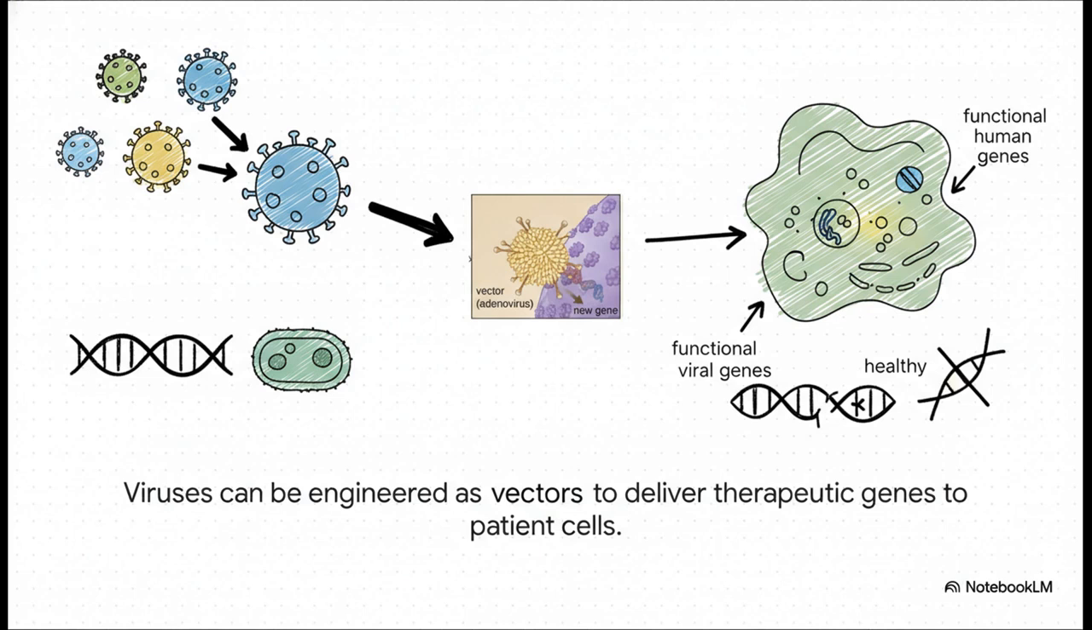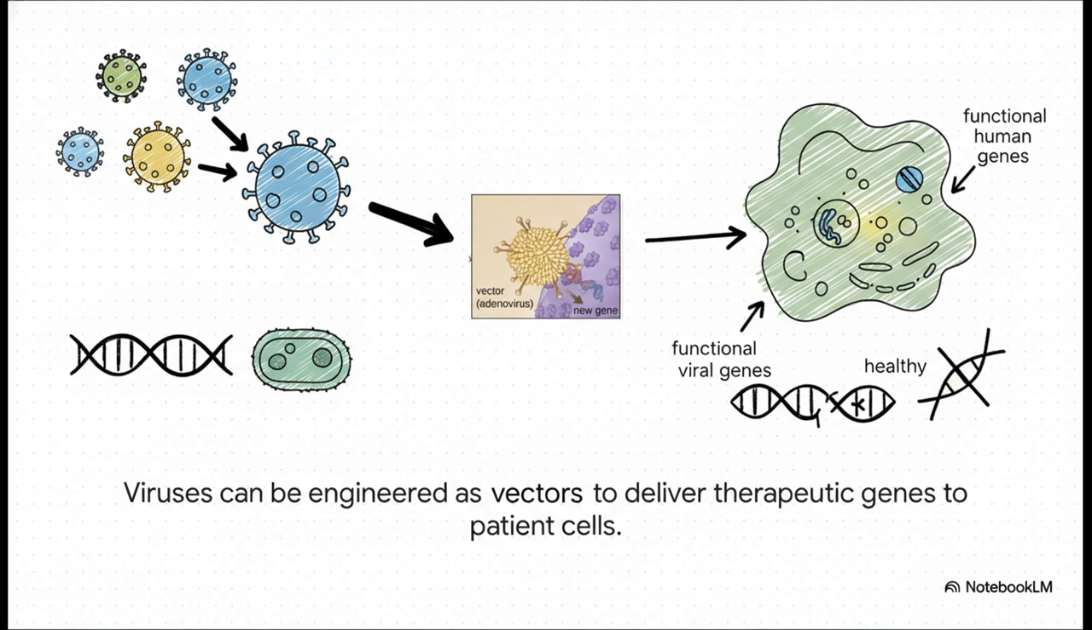And this is exactly what we're talking about when we say viral vectors in gene therapy. It's brilliant, really. Scientists take a virus, they strip out the parts that make you sick, and they replace them with a working, healthy copy of a human gene. The virus then becomes our delivery drone, carrying that therapeutic gene right into a patient's cells where it's needed to fight a genetic disease.